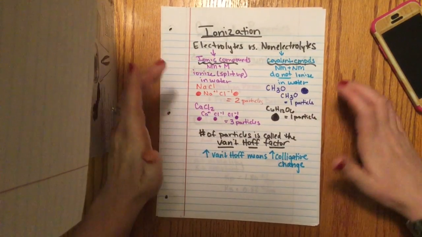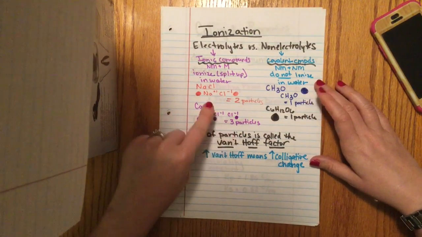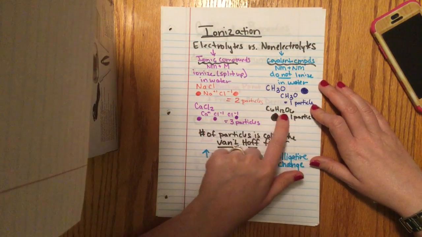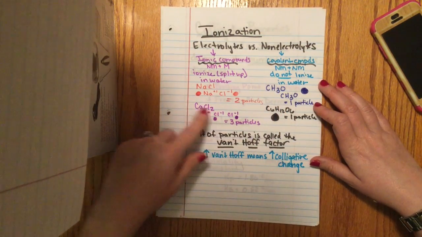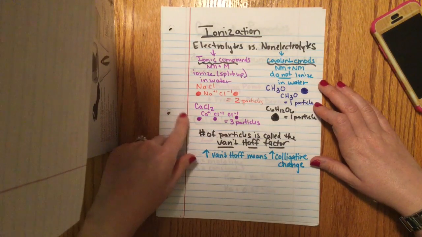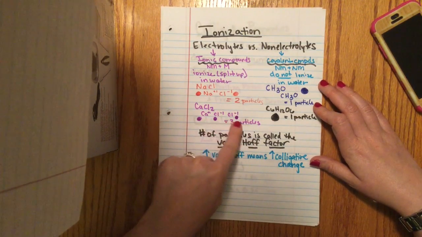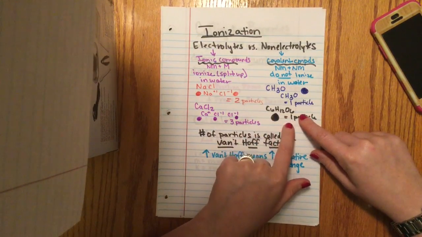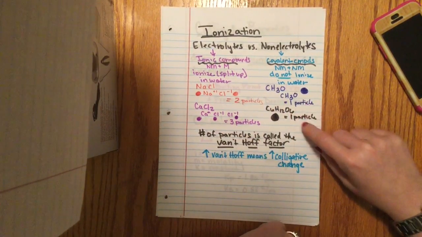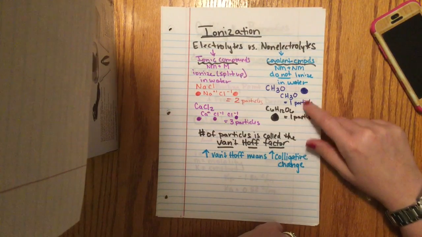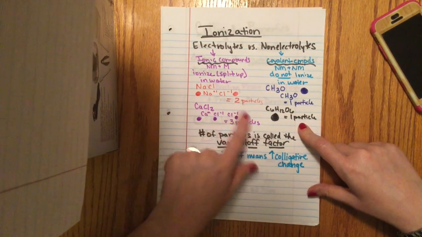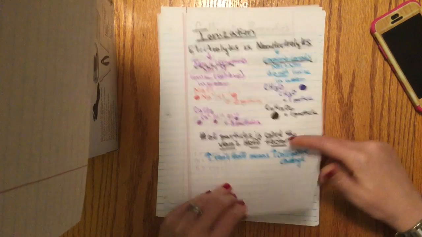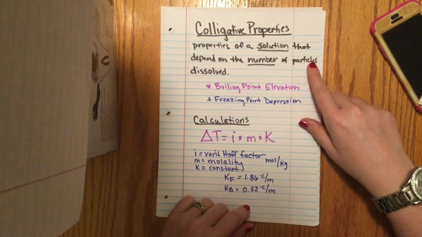So if I wanted to have the greatest impact in boiling point, would I want to use NaCl, CH3O, C6H12O6, or CaCl2? I'd want to use CaCl2, and that's because it would break into 3 particles, so it would have 3 times the blocking power of, say, glucose or CH3O. And that would be because these only take up 1 particle apiece, this one would take up 3 particles, and that's ionization.